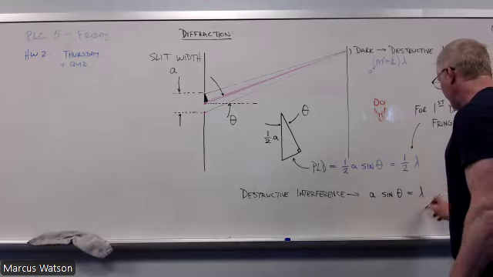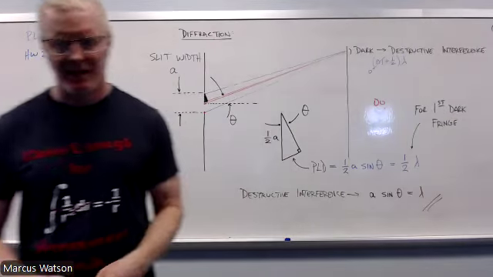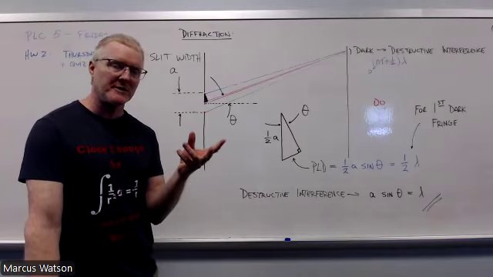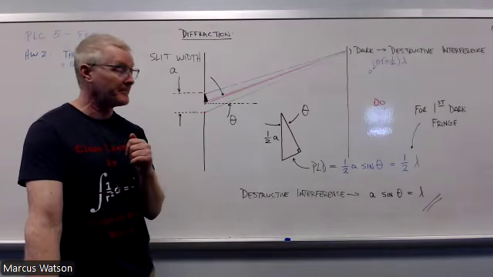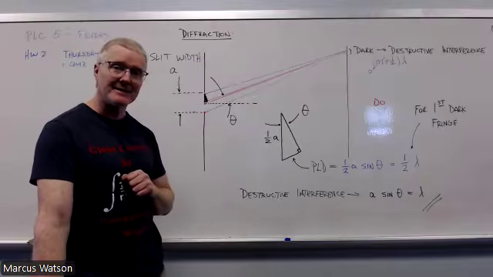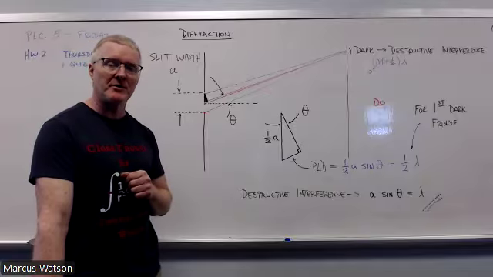So this is destructive interference in the single slit. And you'd say, well, wait a minute. That looks awfully like constructive interference in the double slit. Yes, it does. And you'll have to make sure that you keep those separate.